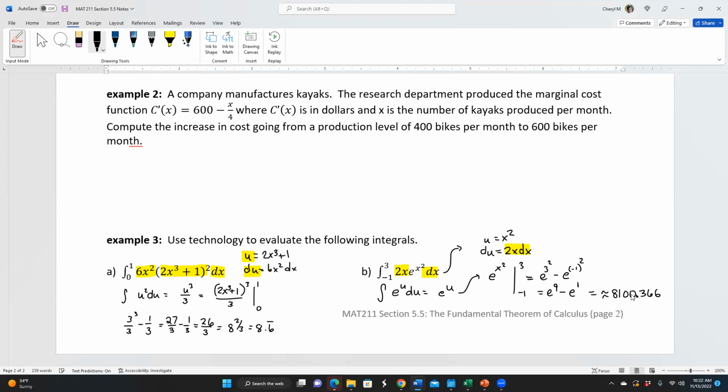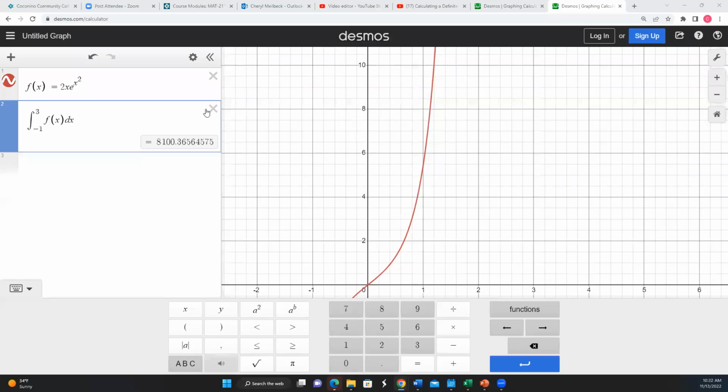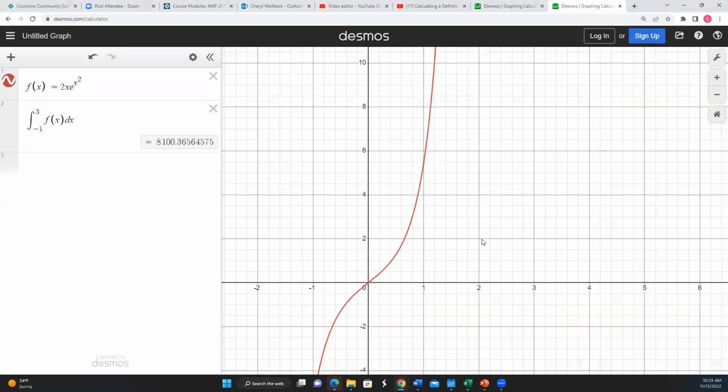Let's see what Desmos says it is. So you can see if we plug in as our first function, f of x equals 2x times e to the x squared, and then we want to integrate that from -1 to 3, we use our functions ability down here to get that. And it integrates for us, and it gives us the same answer as you can see we got in our notes.